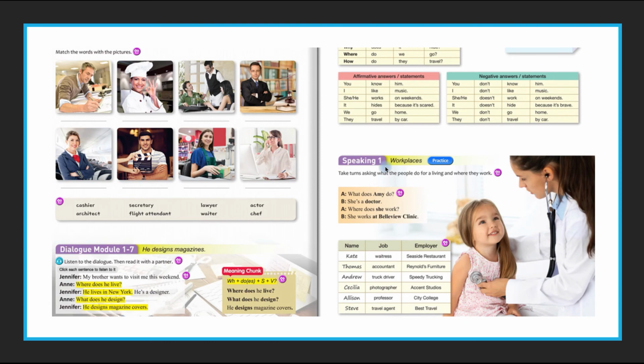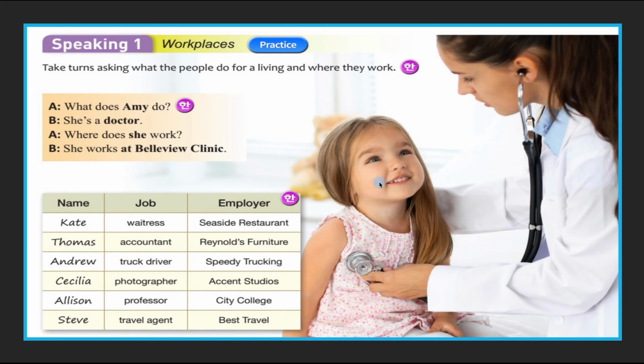Where do you work? So where you work is your workplace. Here in the example, we have, where does Amy work? She's a doctor. Where does she work? She works at Bellevue Clinic. So Bellevue Clinic is where she works, and it is her employer.